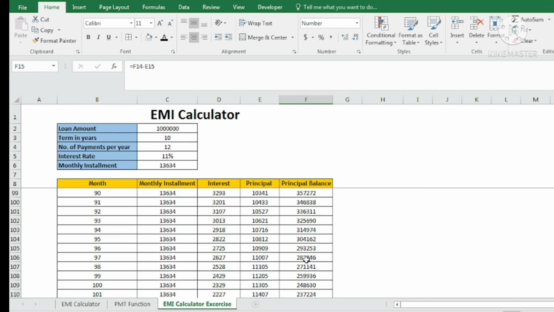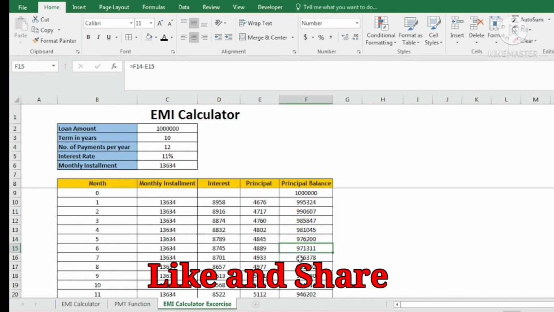It is not very difficult if we know the IF function and if we know the basic formulas. And the additional formula that we have learned today is called the PMT function. That is also not very difficult to learn. So I hope you like this video, and I hope you will be successful in creating the EMI calculator and learning and using the PMT function.